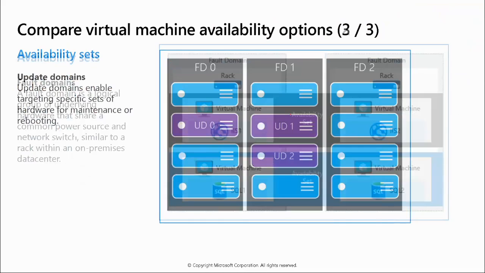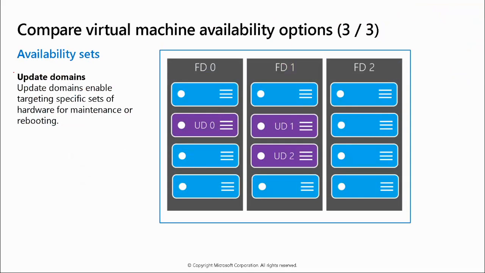And also something that is called update domain. Of course, they won't update all the machines at the same time. All these racks of servers will be updated at the same time, so you will split your instances of virtual machines into different domains so that the update process happens at different moments.